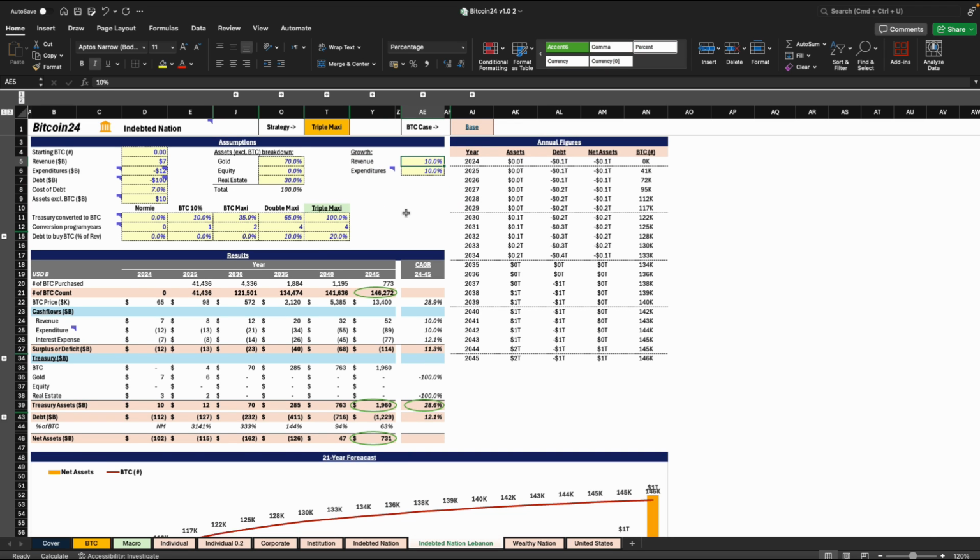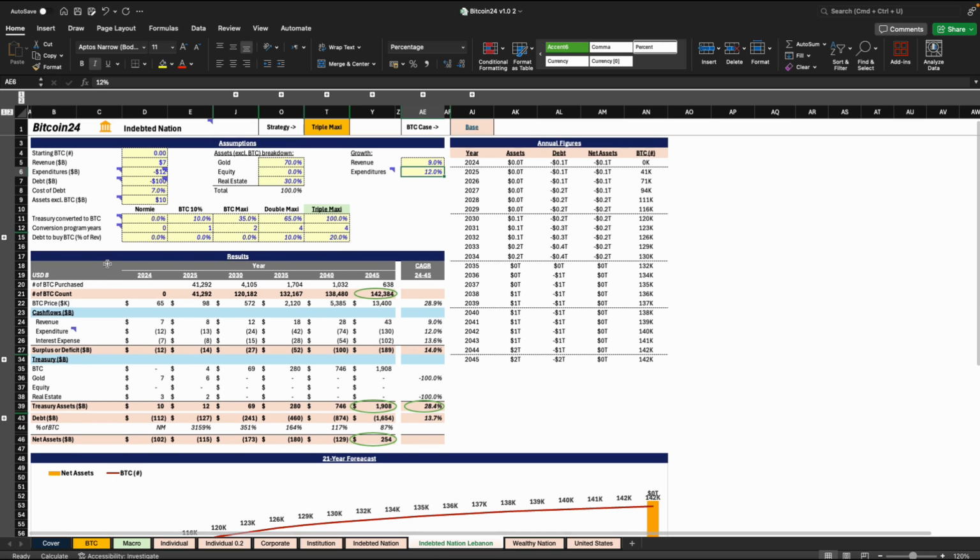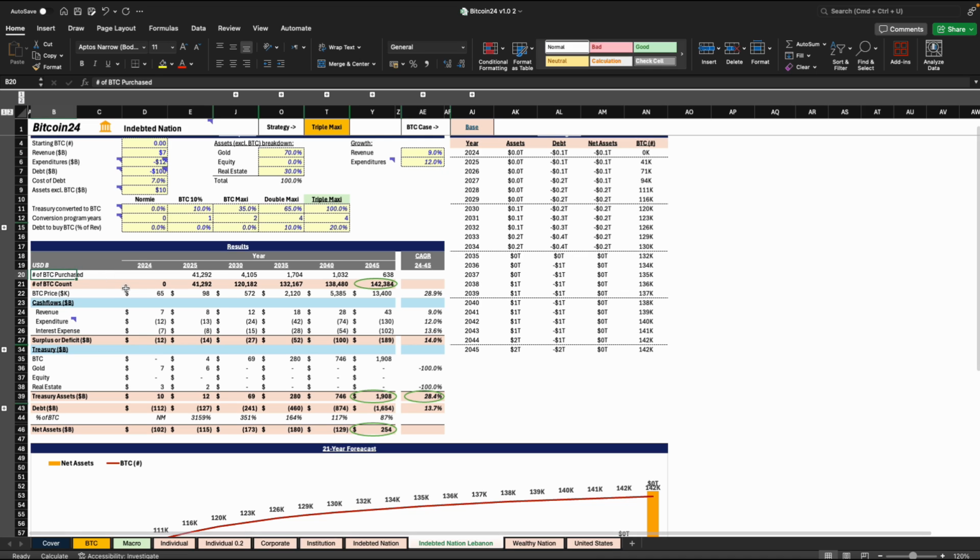So revenue growth will grow by 10%, but let's say the expenditure growth will grow by 12%. They will most likely keep spending more than they're earning. And I would lower that to 9% because it's the Lebanese government and it's not that responsible, and it's not very good at tax collection or anything like that.